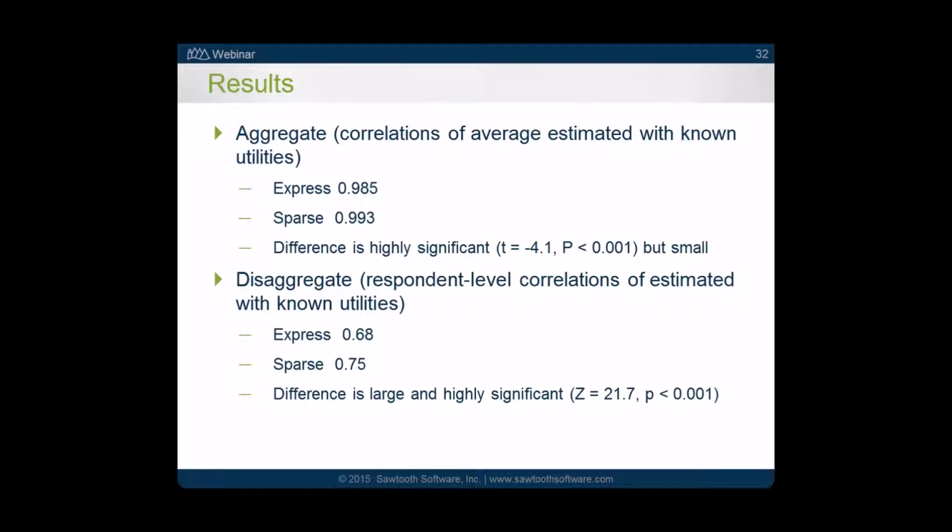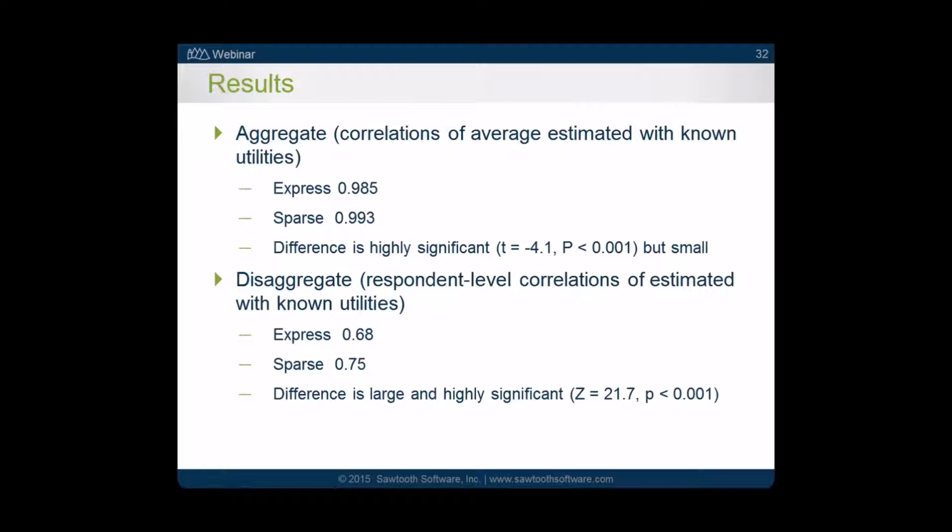And when I ran them, when I looked at the aggregate utilities, the average utilities across the sample, I found that they were virtually identical. Sparse was a little bit more highly correlated with the known utilities than the Express utilities were. And although that difference is highly significant, it's small, 0.99 versus 0.99, basically.